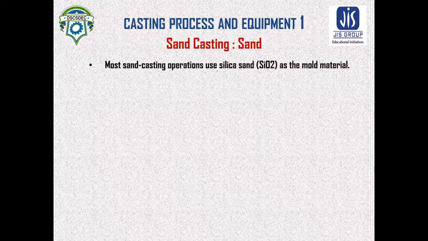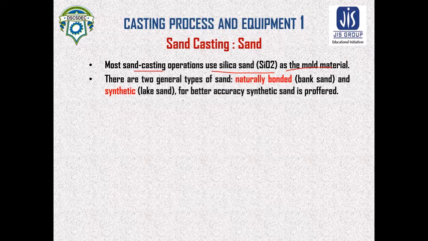First one is silica. Most sand casting operations use silica sand, that means SiO2, as mold material. Now in nature there are two general types of sand: naturally bonded sand or bank sand, and synthetic sand or lake sand. For better dimensional accuracy, low porosity, and good surface finish, synthetic sand is preferred.